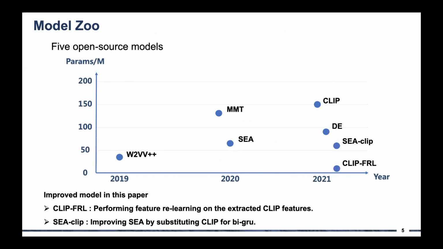First, the models. We sorted the models according to the parameters and time of publishing. We select the following 5 models: W2VV++, VSE++, and DE are used in the previously winning solutions. And MMT and CLIP have competitive performance on the video-text matching task. In addition, we have investigated 2 variants of CLIP and SEA, namely CLIP with fine-tuning, and SEA-CLIP. SEA-CLIP improves SEA by substituting CLIP for GRU.